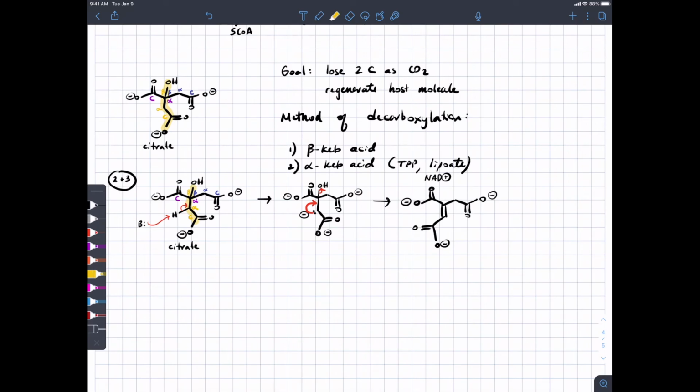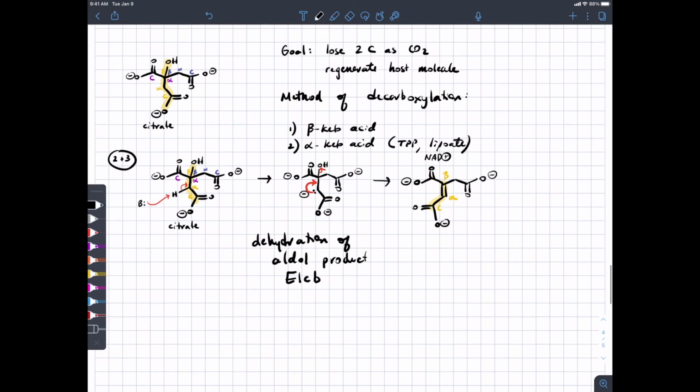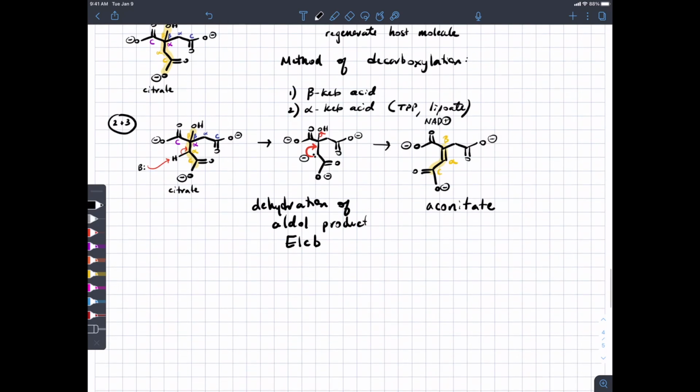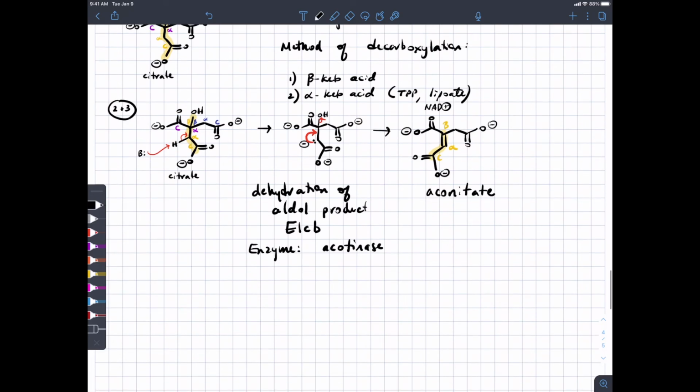Let's see. So we've converted our beta hydroxycarbonyl compound into an alpha-beta unsaturated carbonyl compound. And this is just dehydration of an aldol product via this E1CB mechanism, where we make the enolate first and then kick off the OH group. The product here is called aconitate, and the enzyme that catalyzes this process is called, unsurprisingly, aconitase. But we're not done there, because this aconitate really doesn't hang around as an intermediate, and this step is reversible, as you well know for aldol reactions.